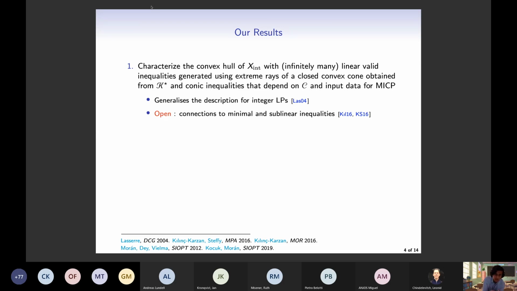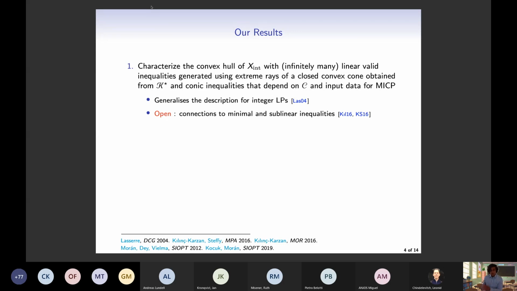What is an open question that we haven't explored yet, but if anybody's interested in talking about it, is to explore the connections between our results and descriptions and what is known due to Fatma's work, using what are called K-minimal and K-sublinear inequalities. So in particular, it is known that for a fairly general MICP with some mild assumptions, you can describe the convex hull of X int using these minimal and sublinear inequalities.